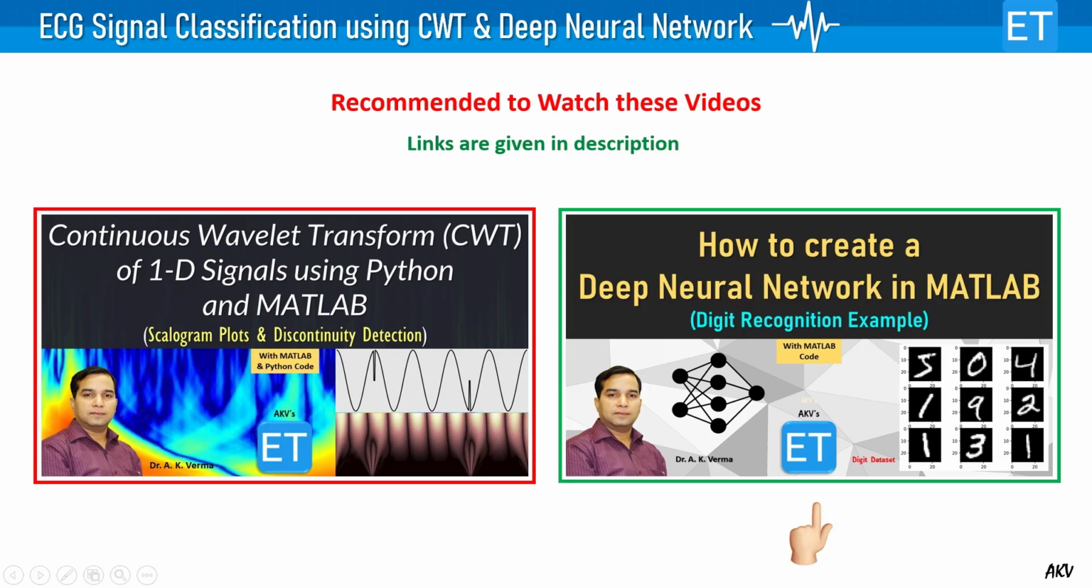And the second video is about how to create a deep neural network in MATLAB. Here you will get exposure on how you can create your own deep CNN, how you can train it, and how you can validate the results. For that purpose, I have taken a digit recognition example. This video also you can get through this link, which is also given in the description. So I really recommend these two videos as preliminaries to understand this current video in a better way.